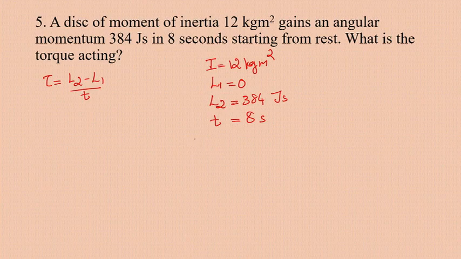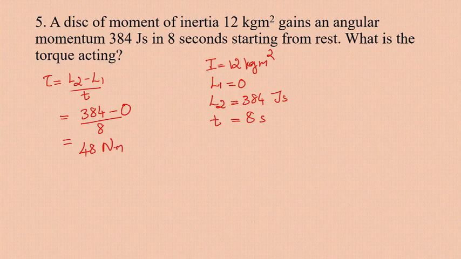So the torque tau is given by, we can substitute the values: 384 minus 0 by the time 8 seconds. Okay. So please complete the calculation. And the answer is 48 Newton meter. Okay.